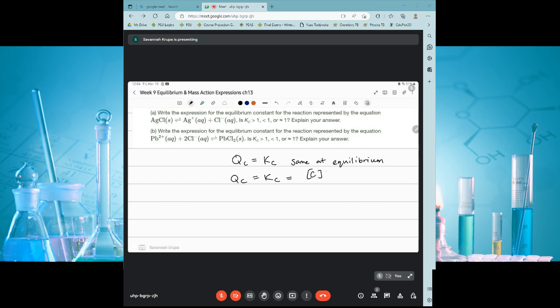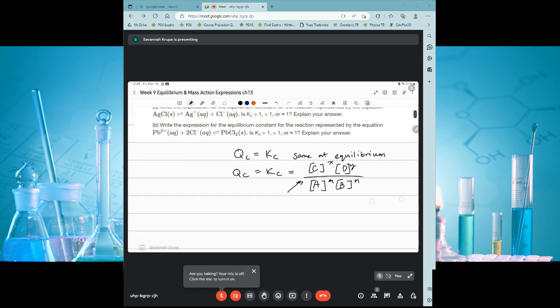So these are going to be the products, constants, divided by the reactants. And from this equation right here, what a generic expression will look like for a reaction will be something like this, mA plus nB goes to xC plus yD.